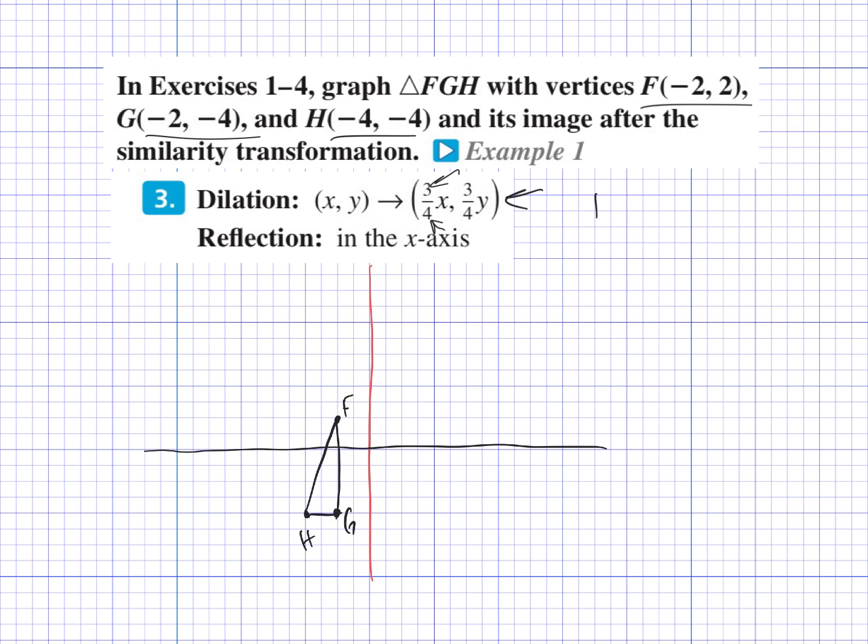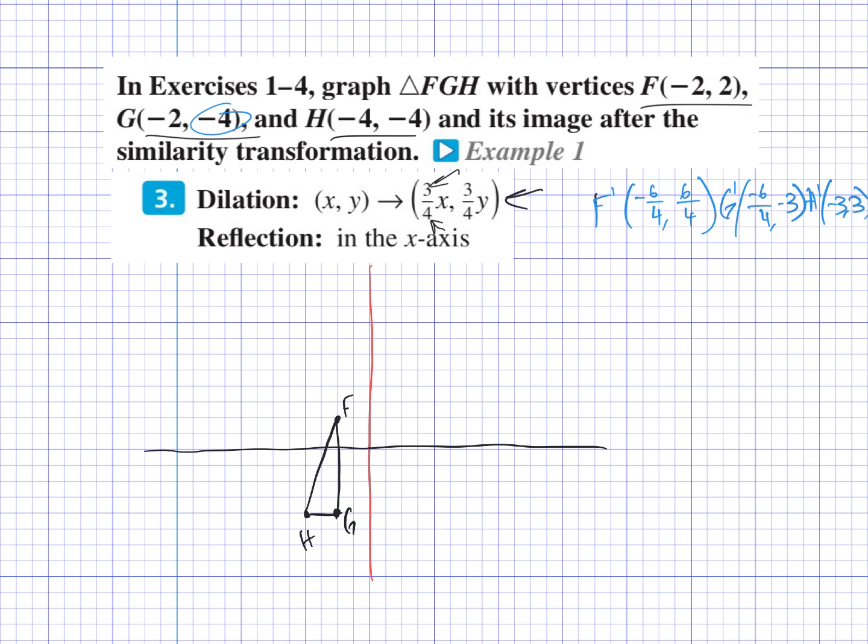So we'll do this in blue. F prime: -2 multiplied by 3 is -6 divided by 4, -6/4, which is -3/2. And 2 times 3/4 is +6/4. G prime: multiplied by 3, we get -6 divided by 4. And -4 times 3 is -12, divided by 4 is -3. And H prime, these are going to be -3 and -3.